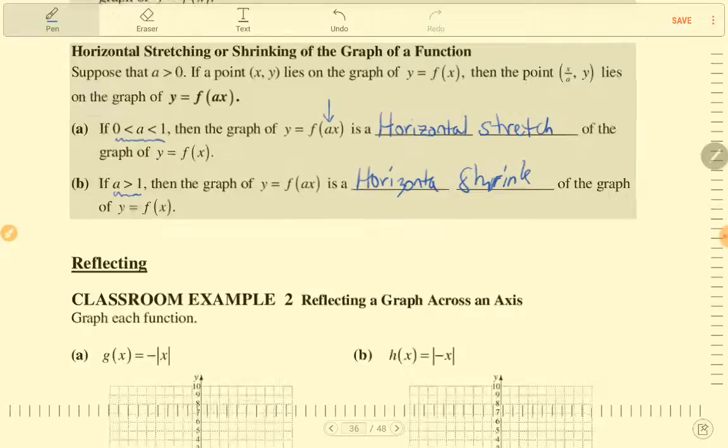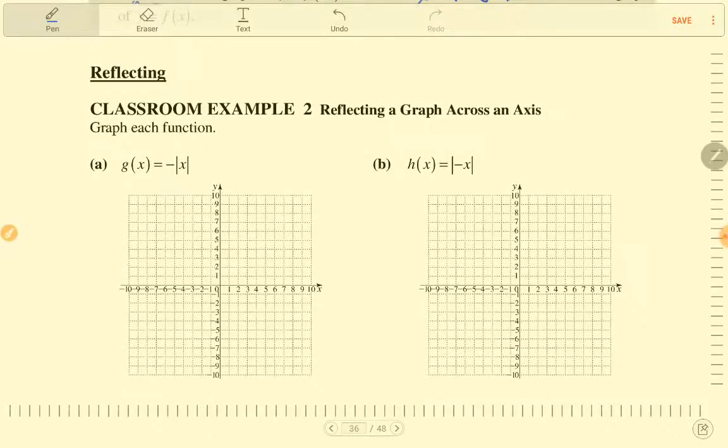Okay. All right, then we have reflecting. So we looked at shrinking and stretching, and then we have reflecting. So I'm going to stop here just so this video doesn't get too long and start a new one.